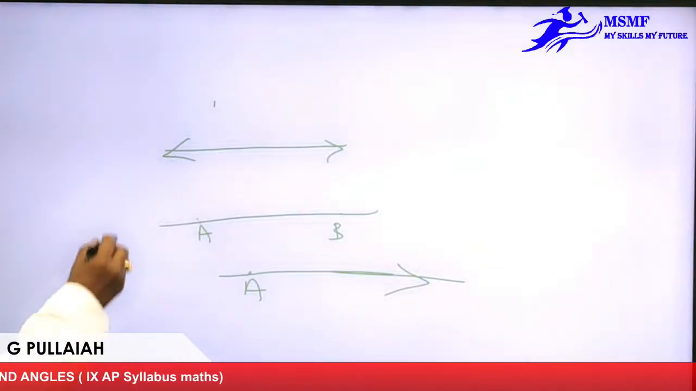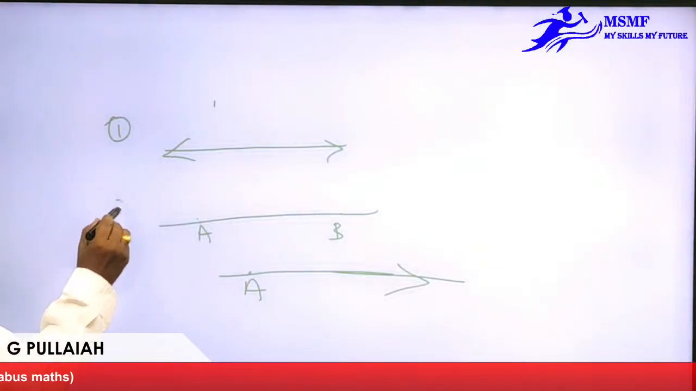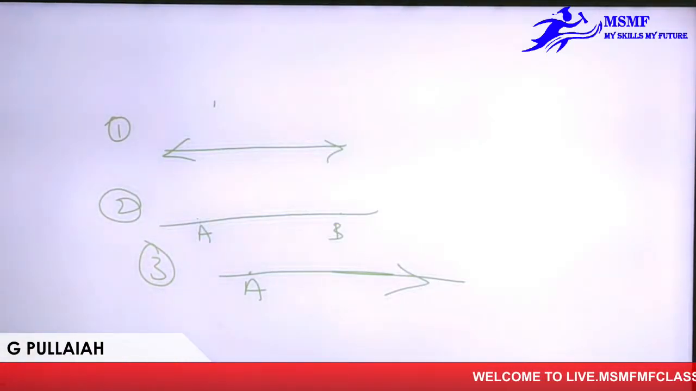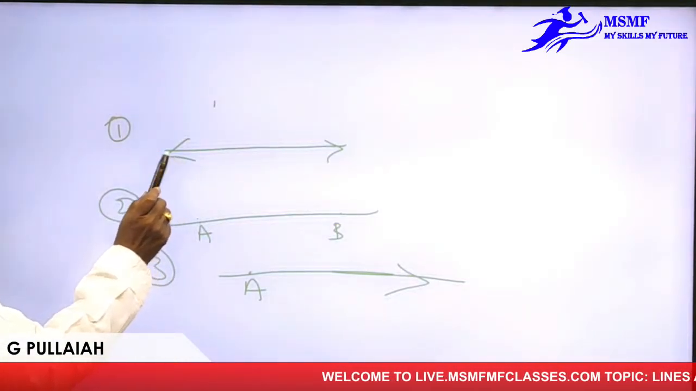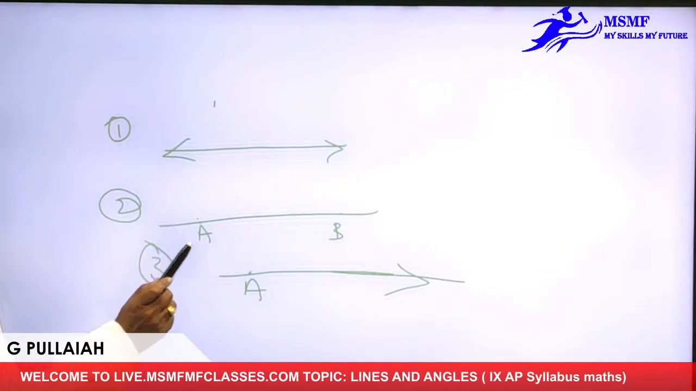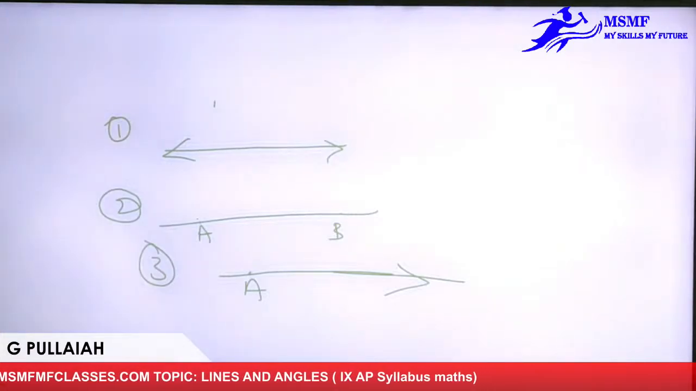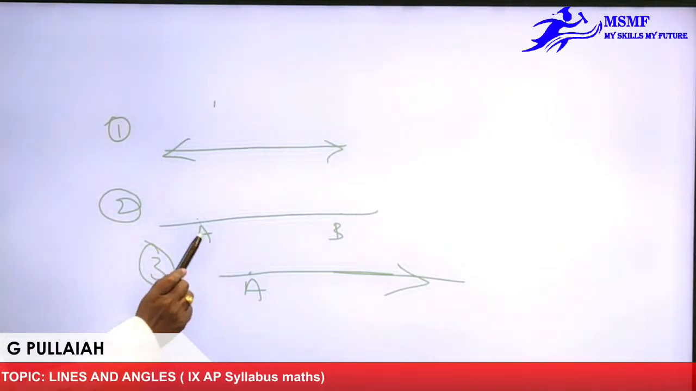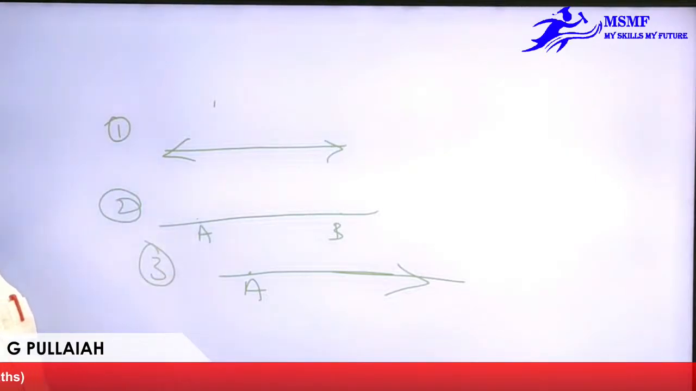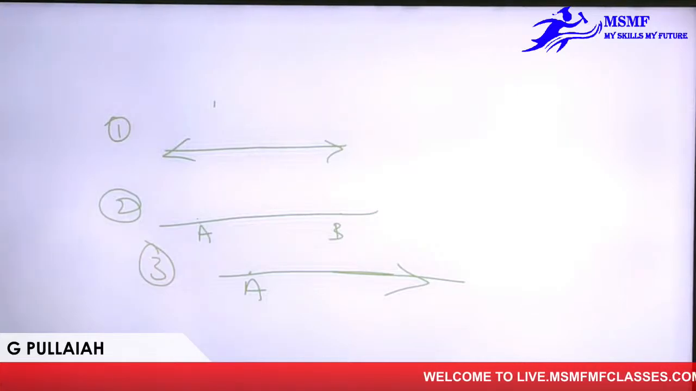Observe figure 1, observe figure 2, observe figure 3. What do we say here? Figure 1 is a line. Figure 2 is a line segment and figure 3 is a ray. A ray contains one endpoint. A line segment contains two endpoints. And a line does not contain any endpoints. Clear?